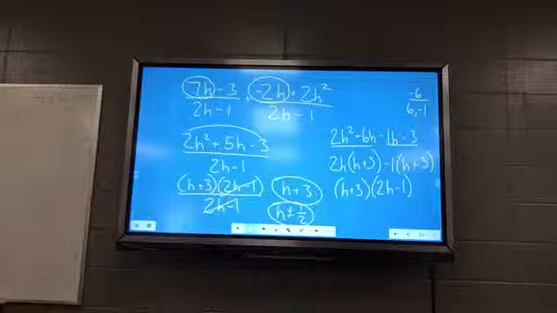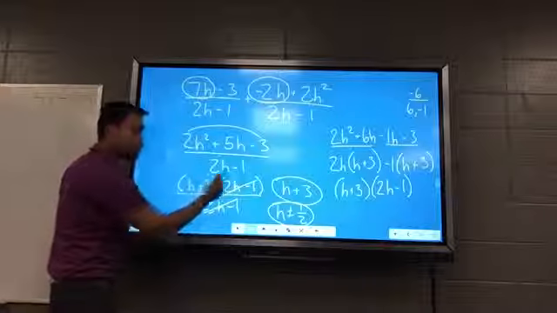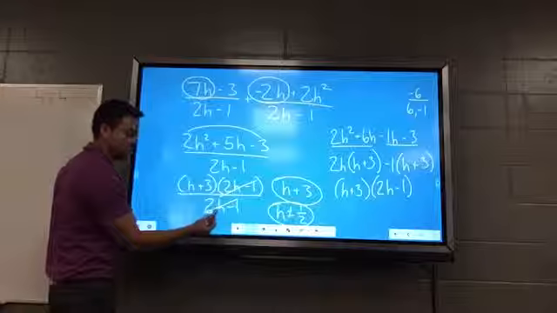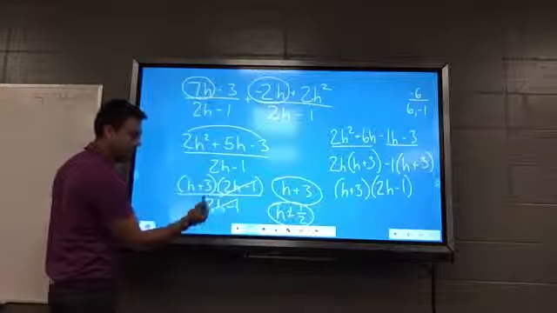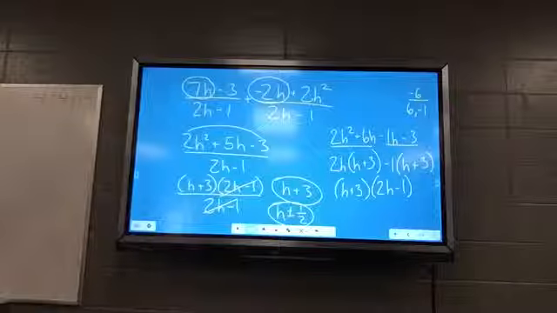Couldn't that be another excluded value? H cannot equal... oh, I think you're thinking of the numerator. The numerator could equal 0, so H could equal negative 3, but let's check it. What's 2 times negative 3? Negative 6, minus 1, negative 7. You're okay with that. The denominator gives me the excluded values.